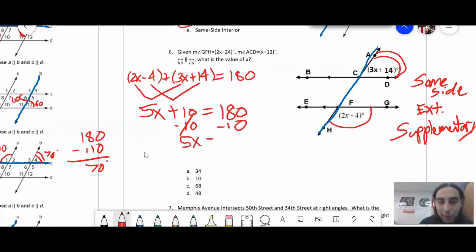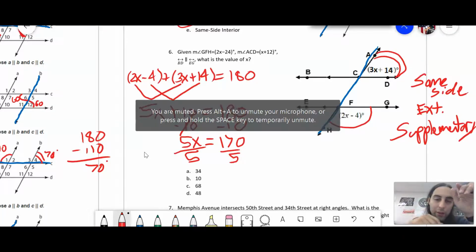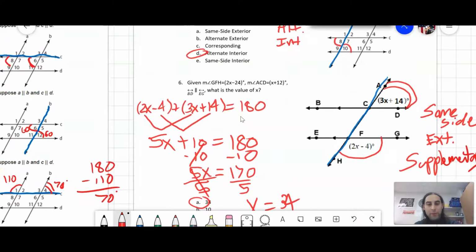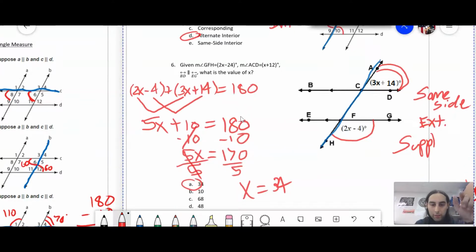So 5x equals 170. And of course, whatever we do on one side of the equation, we do to the other, right? Last step, to get rid of the 5, the coefficient in front of x, we divide. We divide on both sides because 5 and x are being multiplied. So it's 170 divided by 5, 34. All right. And you can use a calculator to figure that out.